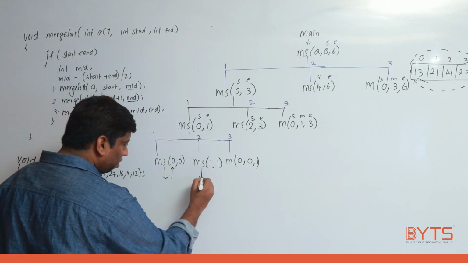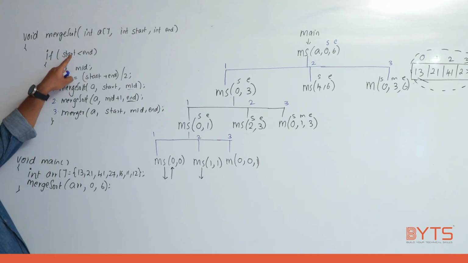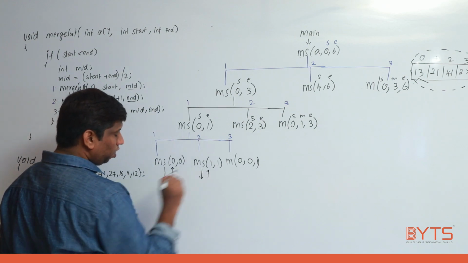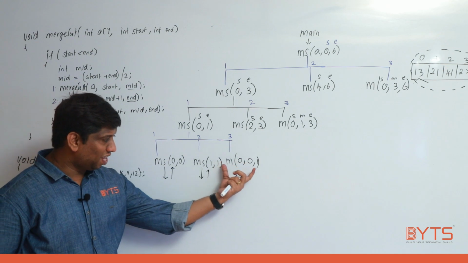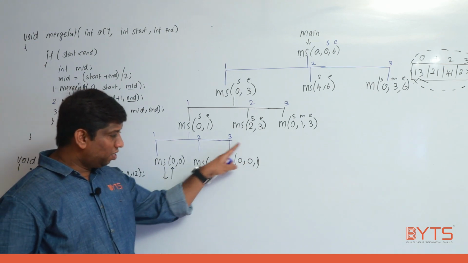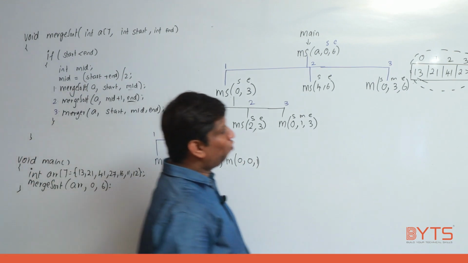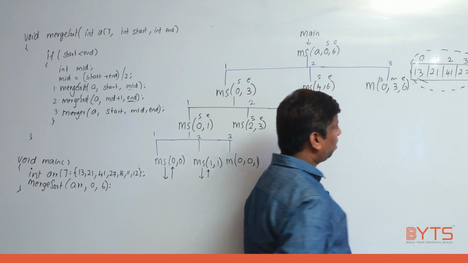I came here. Now I am in the merge sort function. Now tell, 1 less than 1 is also false. Now I need to come back. What is the meaning? This line is completed. This line is completed. Now I need to execute this line. What is the meaning of this line? Merge is telling 0 to 0 is sorted, 1 to 1 is sorted. Yes? So 0 to 0 is sorted, 1 to 1 is also sorted, right?